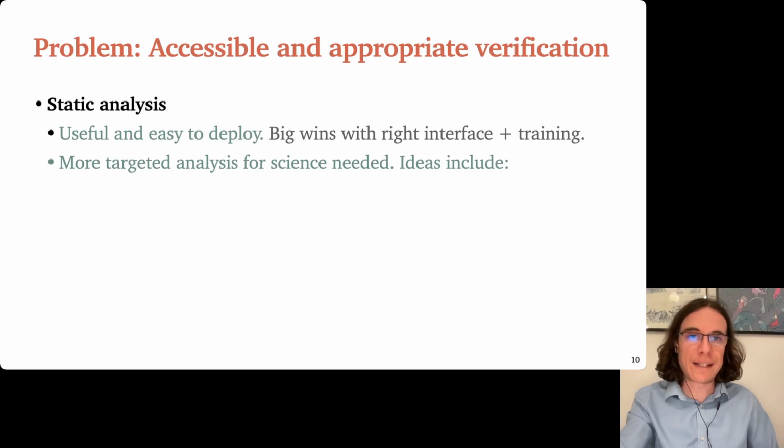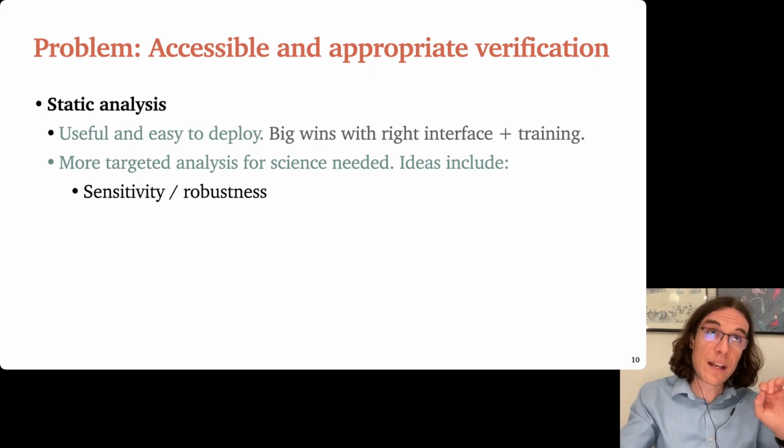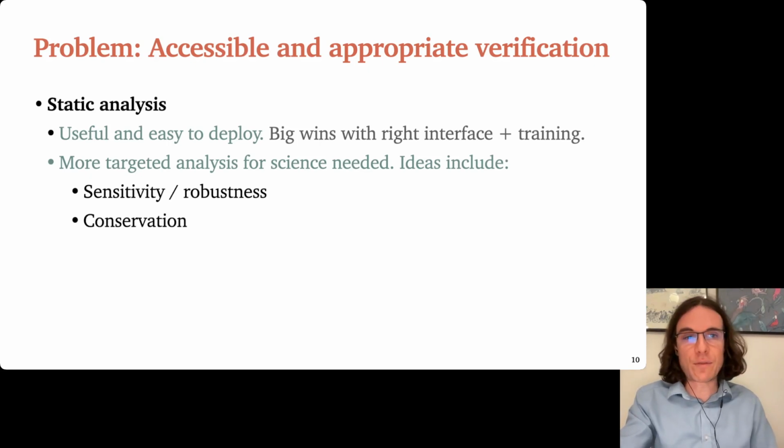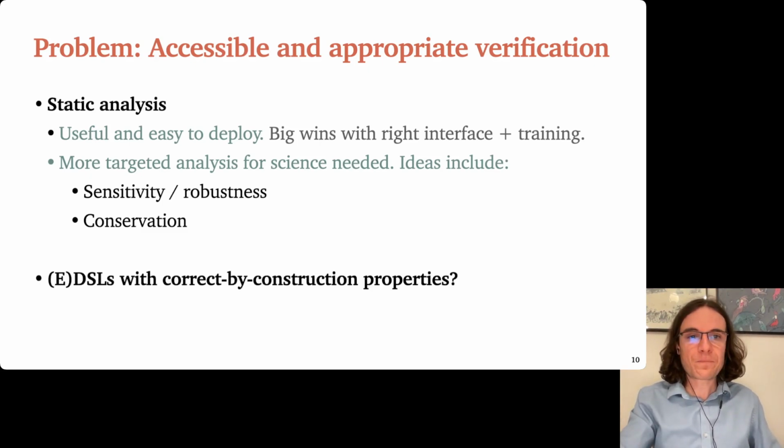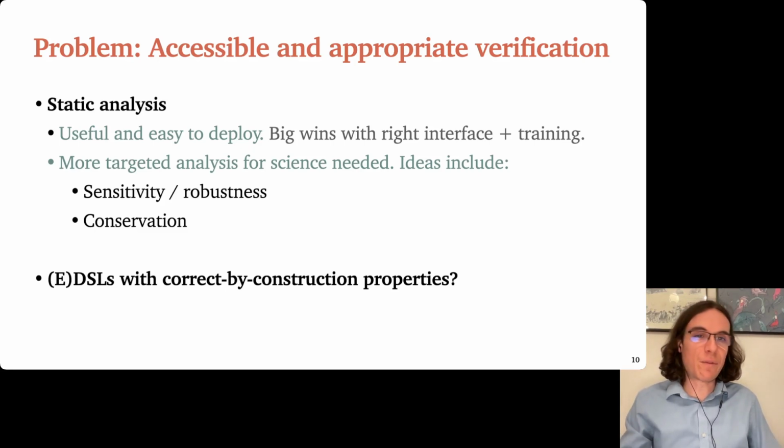There needs to be more targeted analysis to help the scientists. We've tried a lot of things before, and I'll mention those in a moment, but there are other things we could look at, like sensitivity analysis or robustness analysis to understand numerical characteristics of the models, or conservation analysis: does the amount of energy or the amount of water in this system get conserved, or are there bugs or numerical analysis problems which mean we're not getting that conservation? And can we look at domain-specific languages with correct-by-construction properties and leverage ideas from compositional correctness and build DSLs for people which have these things for free?